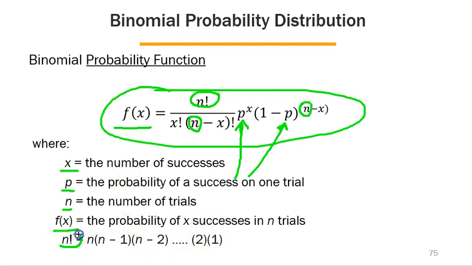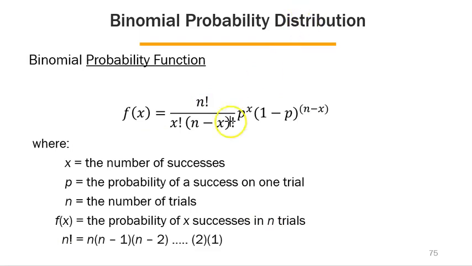And again, we have this n factorial. Right? So n factorial is just to remind us what factorial is here. So we also have x factorial and n minus x factorial, but this is just a reminder what this symbolism is for this exclamation mark. It means factorial. So that's the formula that you have for the binomial probability distribution.